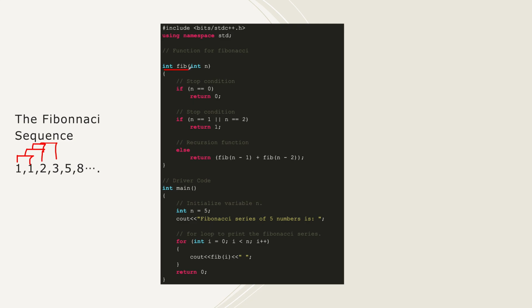This function here receives an integer n. If this integer n equals 0, we will return 0. If integer n equals 1 or integer n equals 2, we will return 1, because 0 plus 1 equals 1, and 1 plus 1 equals 2, right? And otherwise, if n is greater than 2, we return the Fibonacci sequence from the 2 previous terms added together. And we will see that the first 5 Fibonacci numbers are 1, 1, 2, 3, and 5.